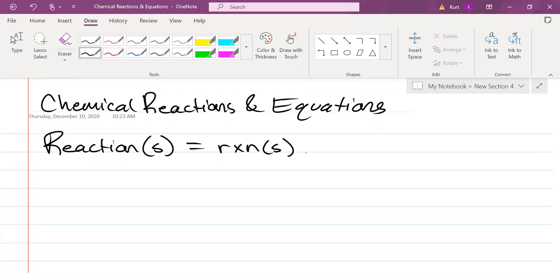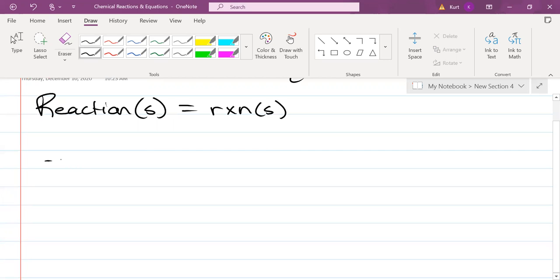All right, so you have a vocab quiz on this content tomorrow. You have a test on this a week from tomorrow. Here we go. So, we're going to learn about chemical reactions.